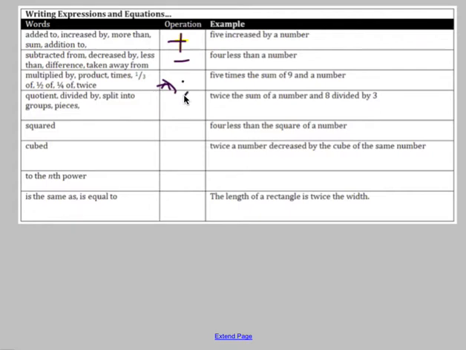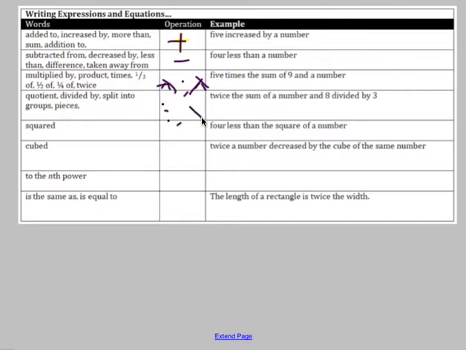Now we have a couple of symbols for multiplication, so I'm writing them all there. That should be an X. Next, quotient, divided by, split into, that simply means divided. Remember that fractions can be considered dividing as well.